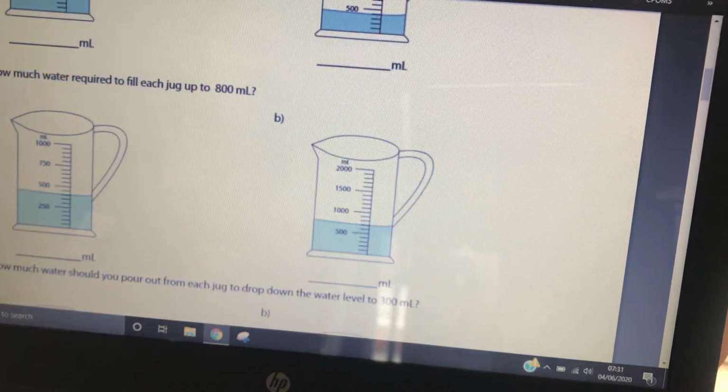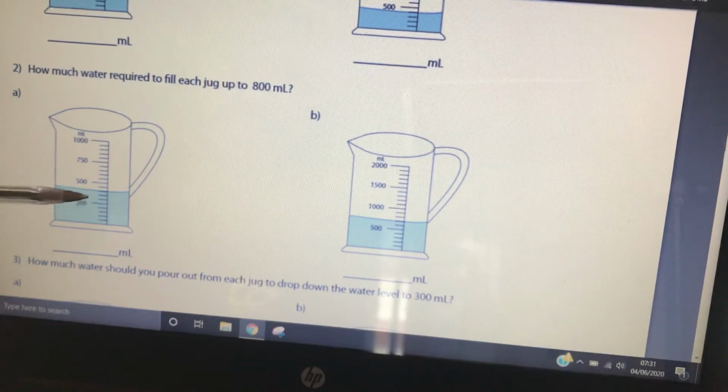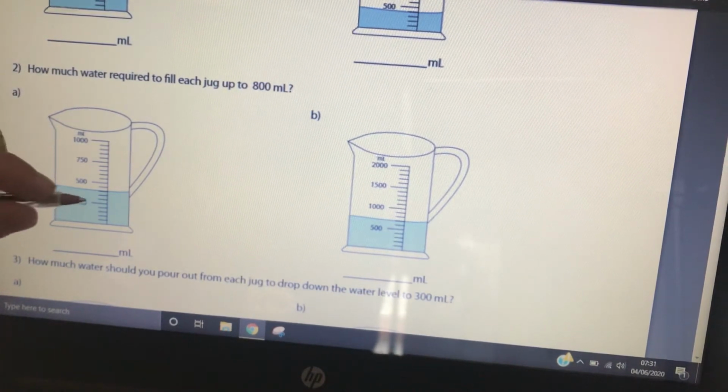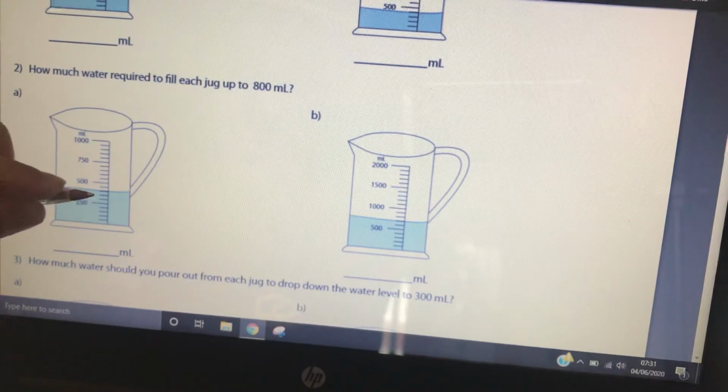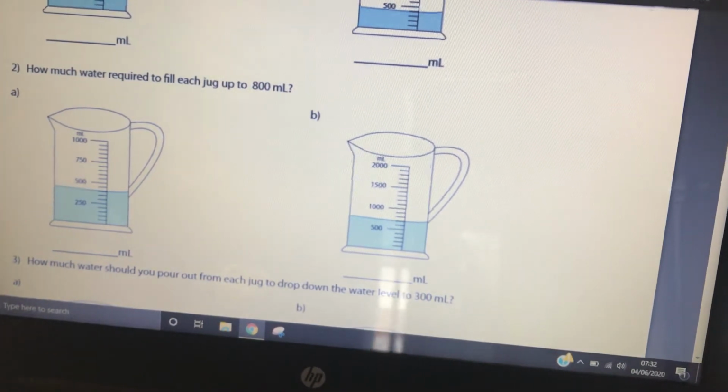Right. Next ones. How much water is required to fill it up to 800 millilitres? So once again, we've got it here. We'll just check. It's probably going to go in 50s. 250, 300, 350, 400, 450. Yeah, so it's going up in 50s. So how much more do you need to get it to 800? So if it's 350, oh, that's easy. You're on 400, you need 800. You double it, so you need to put another 400 millilitres in.